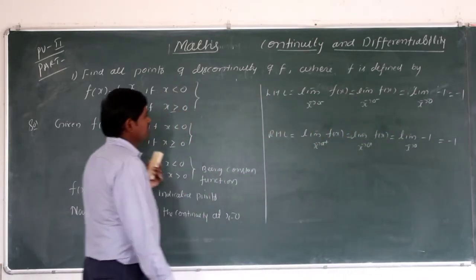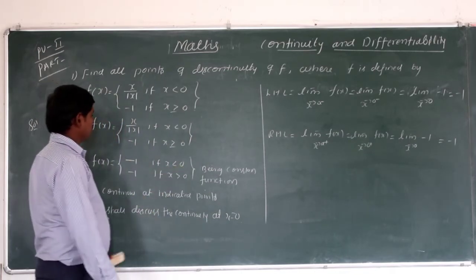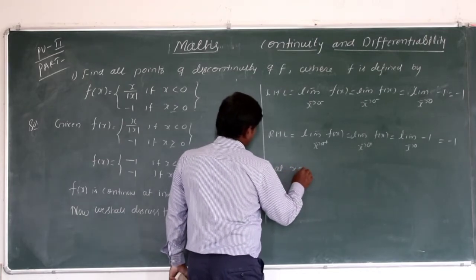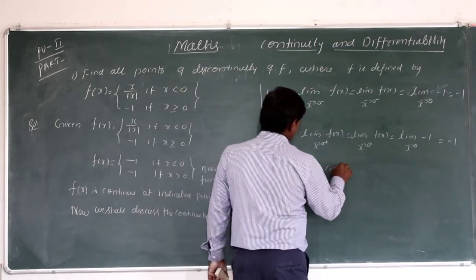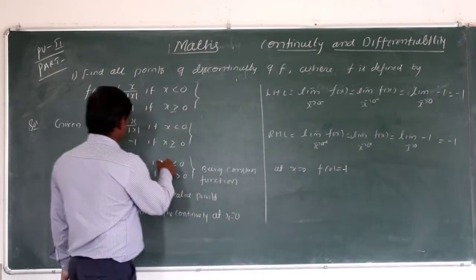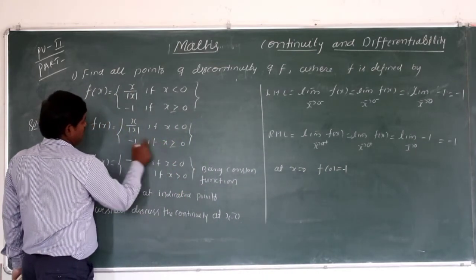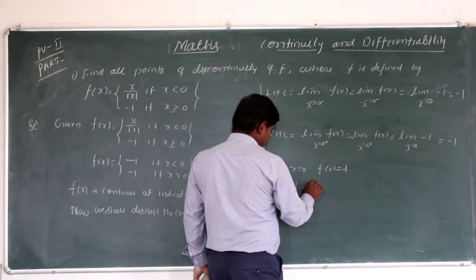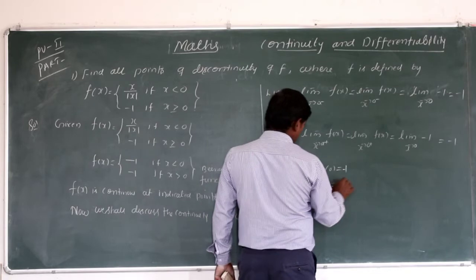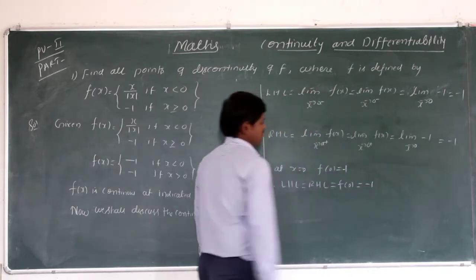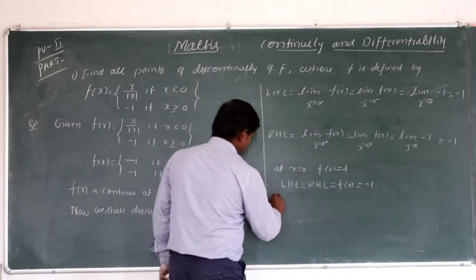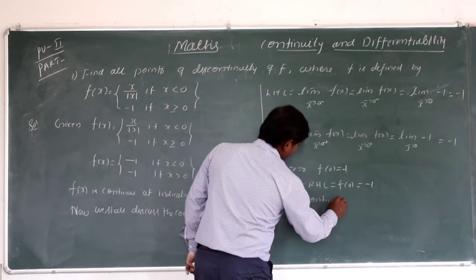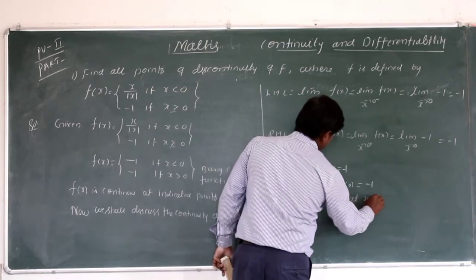So, the left hand limit and the right hand limit at x is equal to 0. At x is equal to 0, f of 0 is also minus 1, as given. Therefore, the left hand limit is equal to the right hand limit is equal to f of 0, which is minus 1. So f of x is continuous at x is equal to 0.